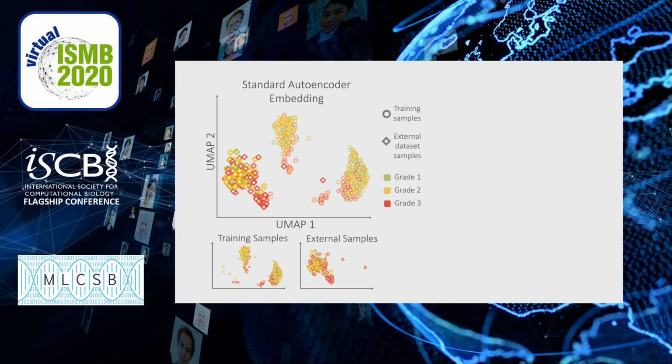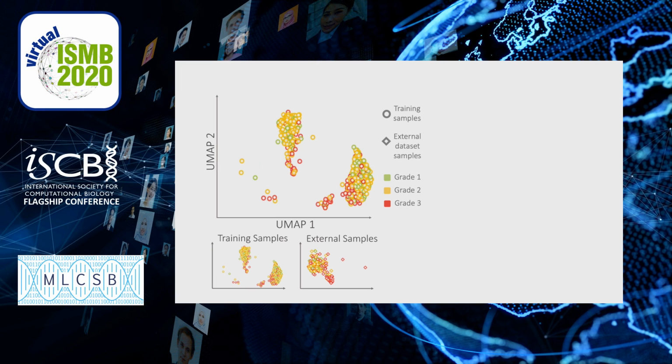Another feature of ADAE is that it can generate embeddings that can generalize to different domains. The most direct example of this would be to learn an embedding from a dataset and just transfer it to a separate dataset. We simulate this with our breast cancer expression samples. We simply left one dataset out and trained the autoencoder on the remaining datasets. With the circle markers, we're showing the embeddings learned for the training samples, and with the diamonds, we show the embedding for the external samples.